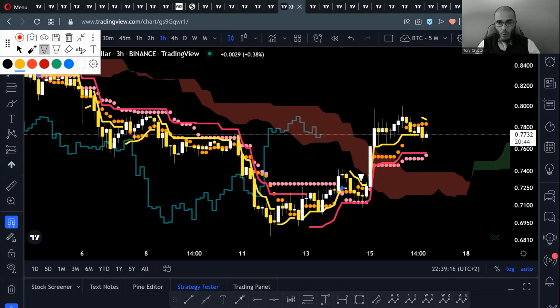And now we have to see if we would have got an entry point. So the first thing is the Kumo breakout. So did we close above the candle? And I think that this candle here, you have to look at it very close, but it's I think a centimeter above the cloud. So this candle would be a close above the cloud, and your entry point would be just above that candle.